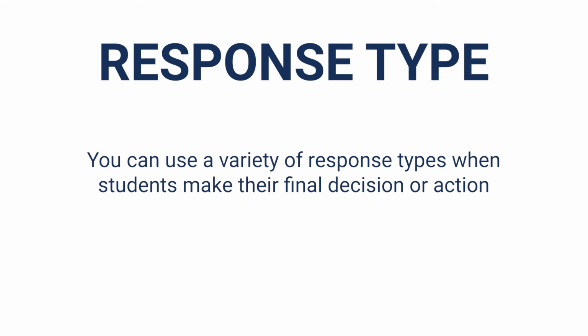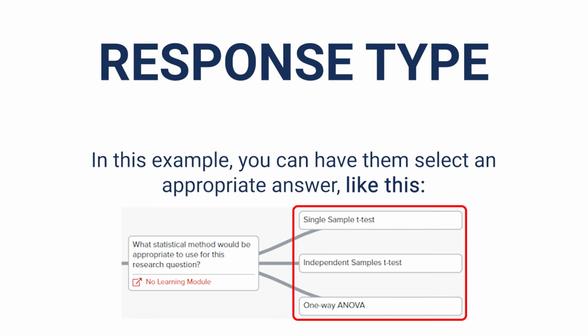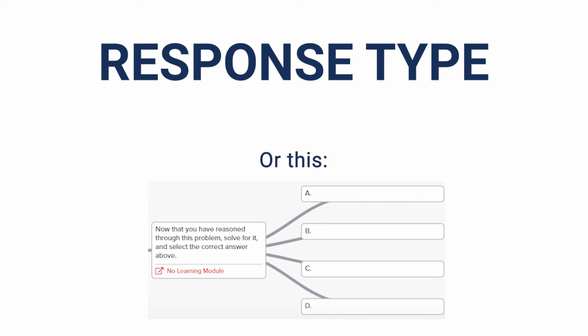You can use a variety of responses when students make their final decision or action. In this example, you can have them select an appropriate category, like which category of statistical method is appropriate for this research question. Then, we have 3 categories of statistical methods. Or, a short ABC answer like this one that asks, what is the p-value? With 3 multiple choice options.